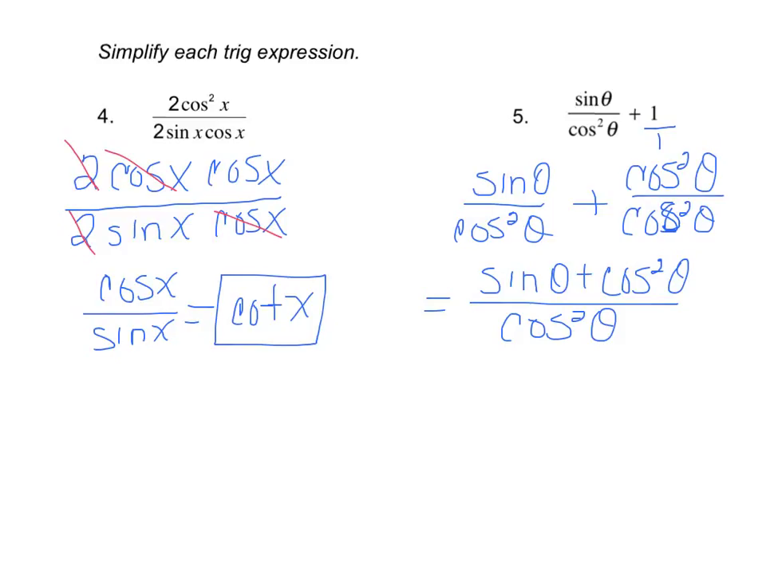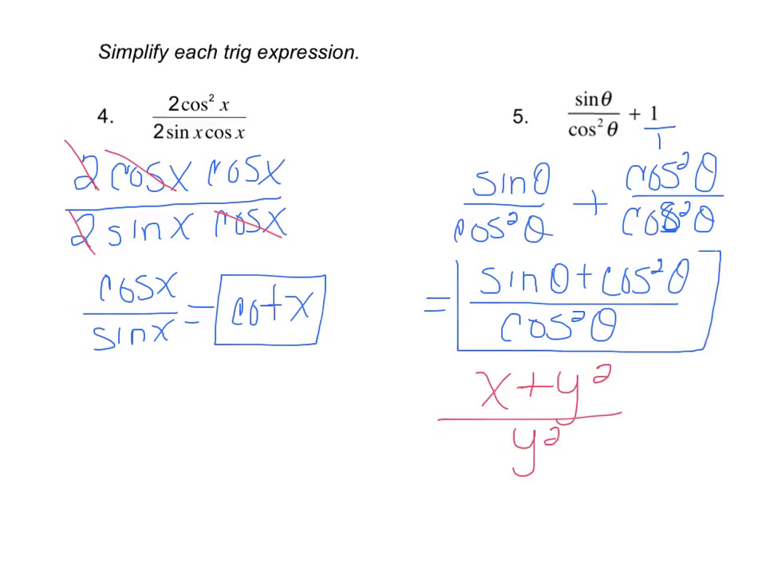I can't cancel a cosine squared of theta for cosine squared of theta because think about that. This is like having x plus y squared over y squared. You can't cancel the y squared because the y squared in the numerator is part of the binomial. It's like chopping off someone's legs for a whole body. So you can't do that. So basically, we can't really do anything with our answer. So that's our answer. All right, let's go on to a couple more.